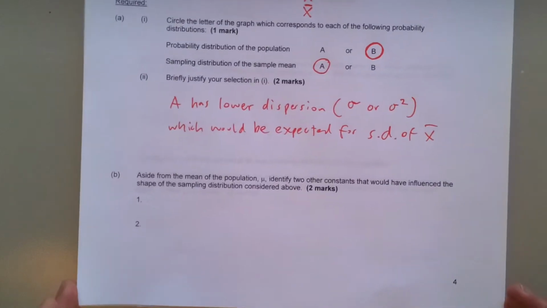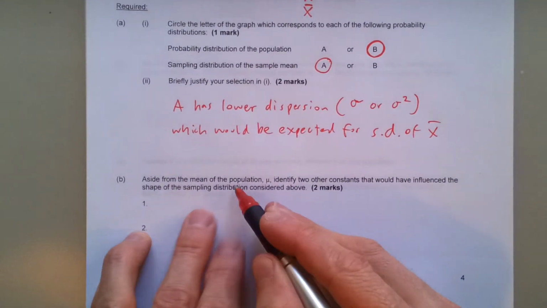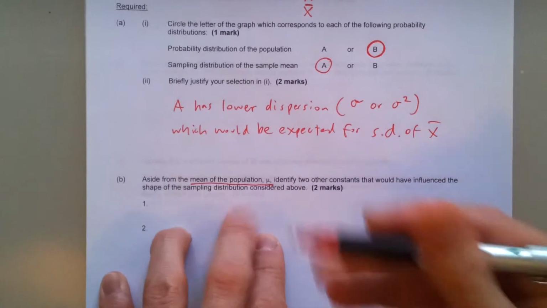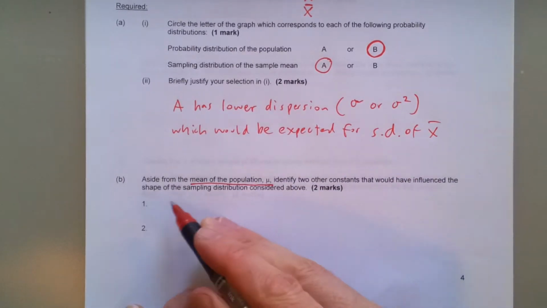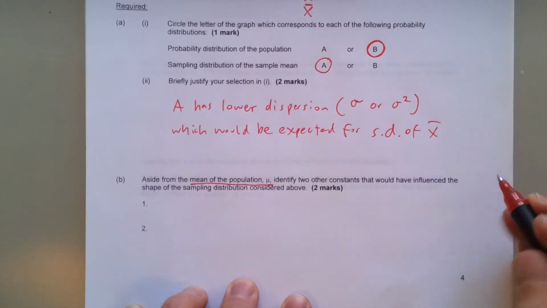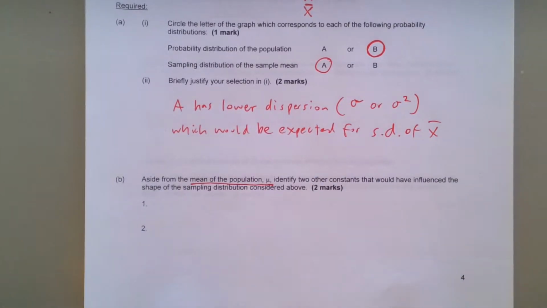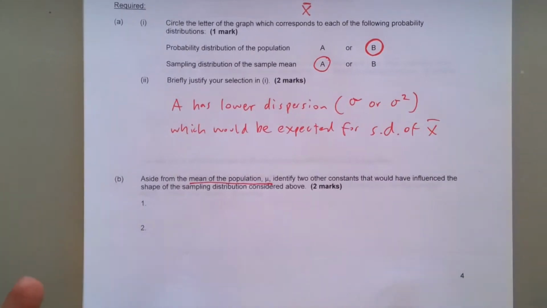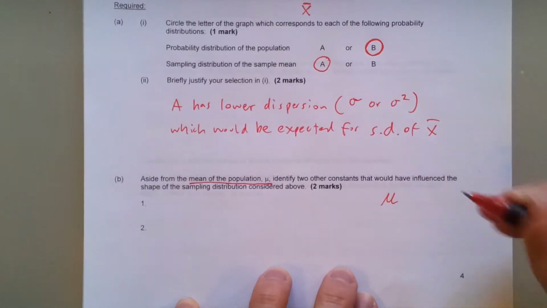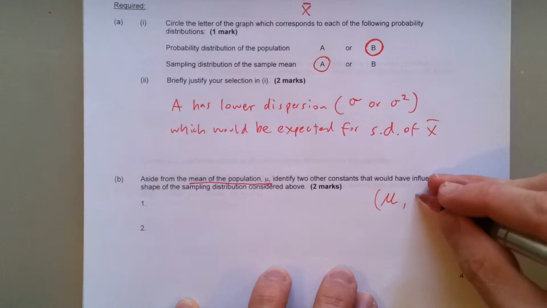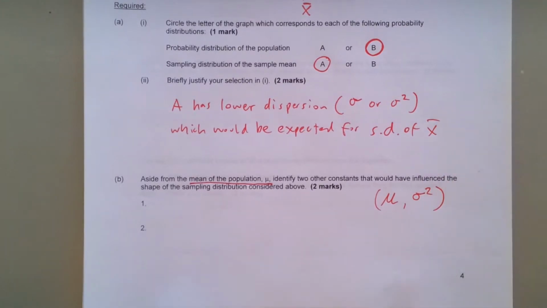The final question asks us, aside from the mean of the population, mu, so we can't use that in our answer, to identify two other constants that would have influenced the shape of the sampling distribution considered above. So what are the main things that influence the shape of the sampling distribution? When it's normally distributed, there are two parameters. Those two parameters are the mean and the variance.